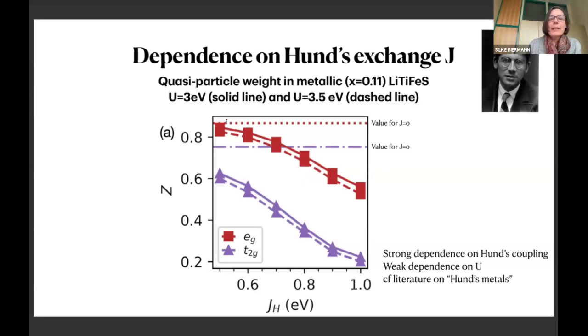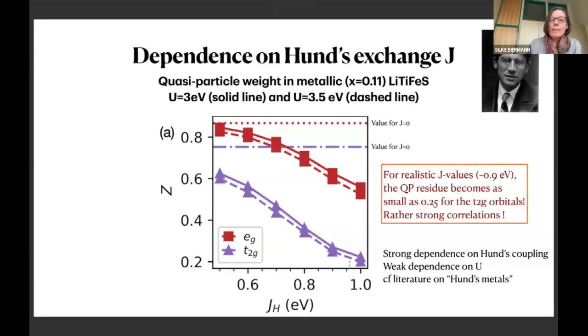But when you switch on finite Hund's coupling, this value drastically decreases. It depends much more on the Hund's coupling than on the U. Dashed lines and solid lines are for different U, and it goes to relatively low values, in particular for the more occupied T2G orbitals here. So that means that for realistic values of J, which are rather around here than here, the quasi-particle residue becomes as small as 0.2 something. And that means that we are indeed in a quite strongly correlated metallic regime, but again driven by the Hund's coupling J. So what in the literature people like to call a Hund's metal.